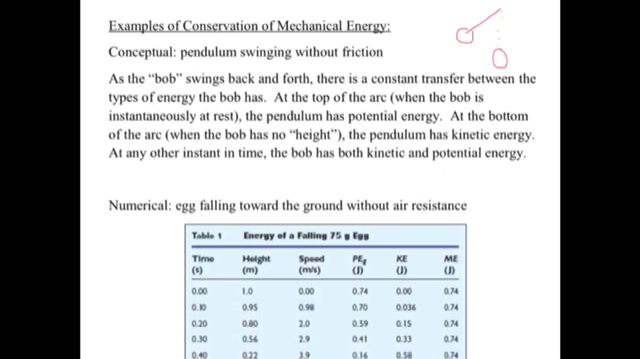So with a bob, if you wanted to draw an example on here, we'll consider this the ground level. At the top, all the energy is potential. At the bottom of the path, all the energy is kinetic. How about in between there somewhere? Yeah, both. And think about it logically.